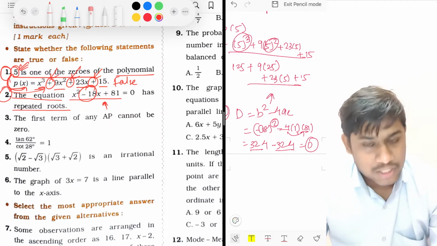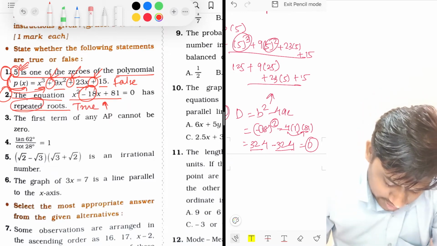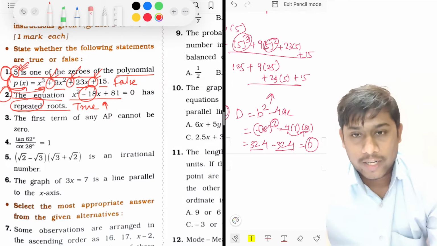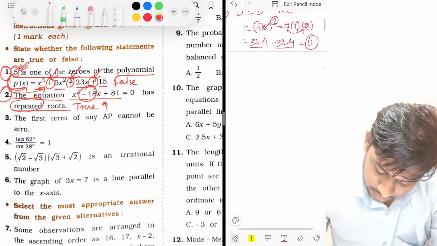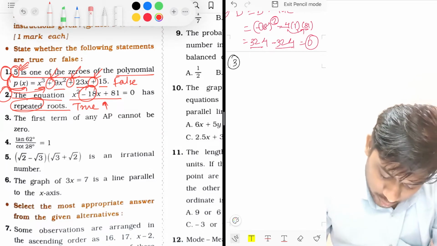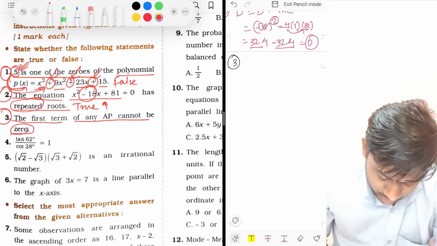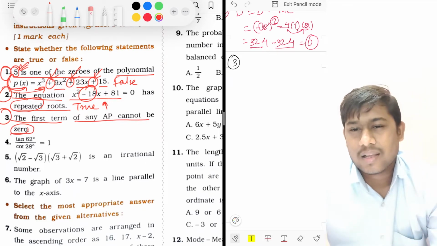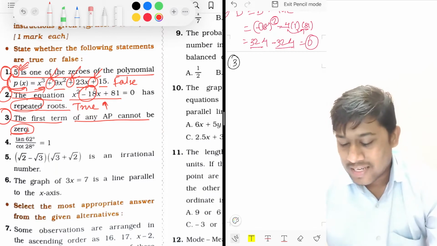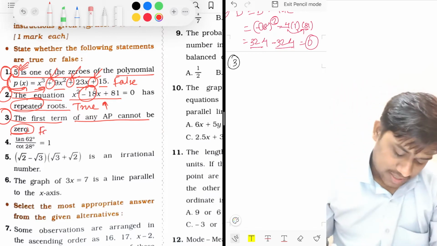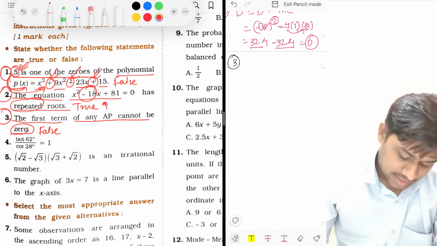When we have discriminant 0, we say that roots are equal. So yes, repeated roots. So it is true. Got it? Okay, good. Now for question number 3, you see here, the first term of an AP cannot be 0. How, man? First term can be 0 or may not be 0. It depends on the given AP. So yes, it is absolutely false, because it is not necessary.